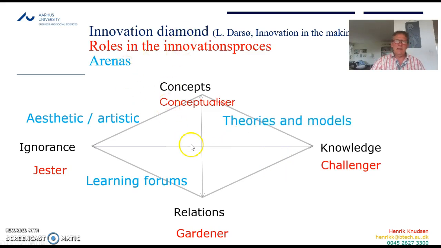Aesthetic, artistic. These are some of the arenas. We won't be getting into detail about these arenas. All I want you to be sharp and knowledgeable about is the Innovation Diamond. It's four areas. You start in the middle. You can develop the knowledge in the organization. You can develop the relations. You can develop the ignorance, the non-knowledge, and you can develop new concepts or developments on existing concepts. And then there are different roles that you could put to doing this. So that's the essence of the Innovation Diamond.